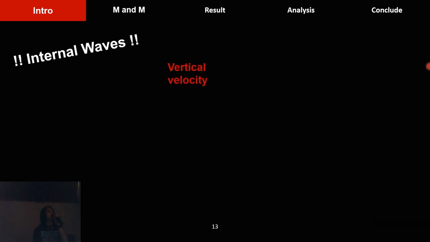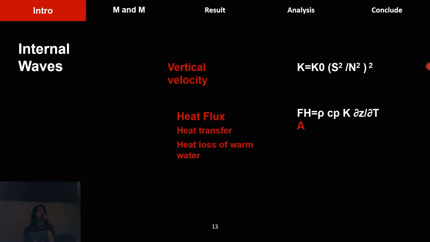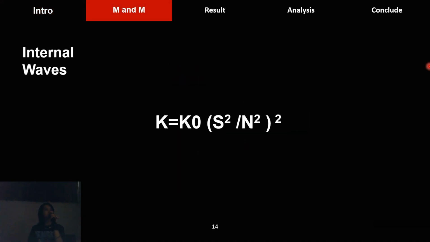So the internal waves will not only cause vertical velocity, but also heat flux, or heat transfer, that I just mentioned earlier. And in this case, it's also heat loss of warm water. Heat flux is just a more fancy way to say it. And they can be calculated by these two formulas. So in this formula, on the left side, you can see K, and it is directly connected to the internal waves. It shows how well the water is mixed. So the greater the number, the better the water mixes.